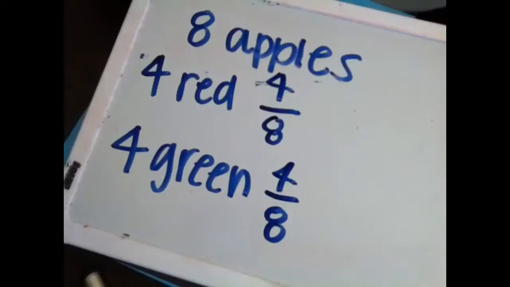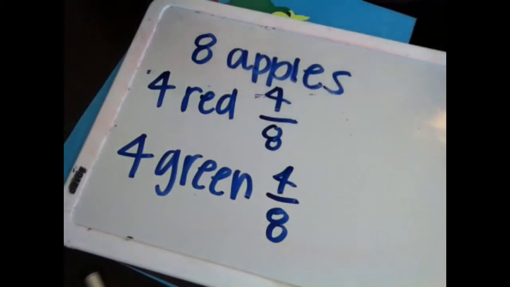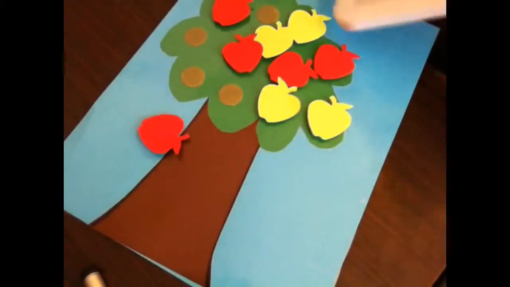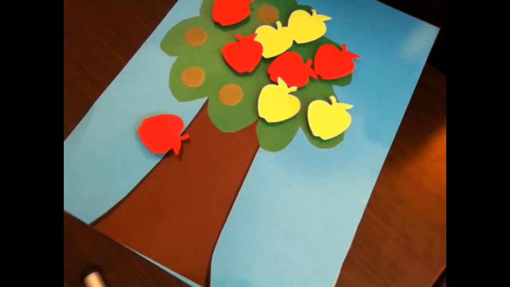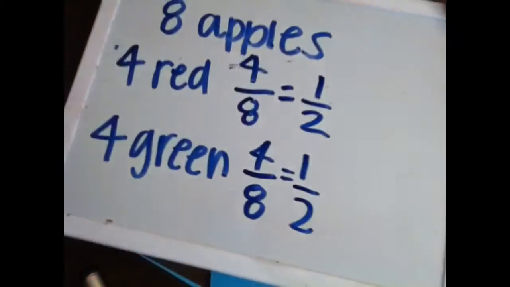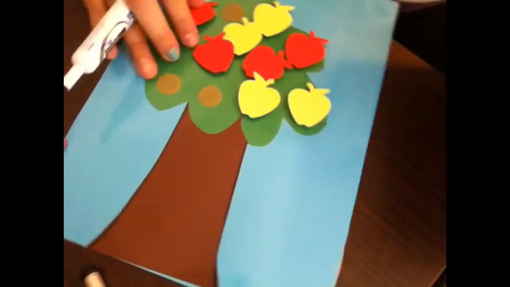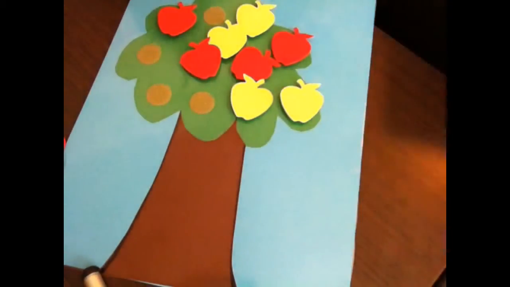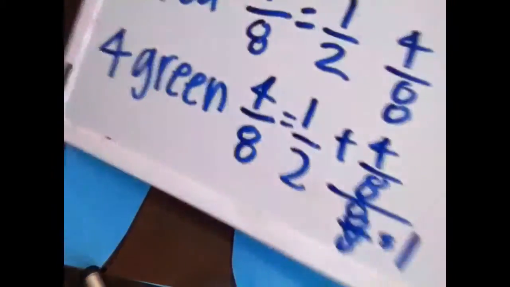So we have 4/8 and 4/8. And 4/8 is what's called an equivalent fraction because that's also equal to 1/2. So I have 1/2 and 1/2, just because we have 1/2 of our apples red and 1/2 of our apples green. So the way we can check to make sure that this is a fraction is because if we have 4 over 8 plus 4 over 8, that gives us 8 over 8, which is equal to 1.